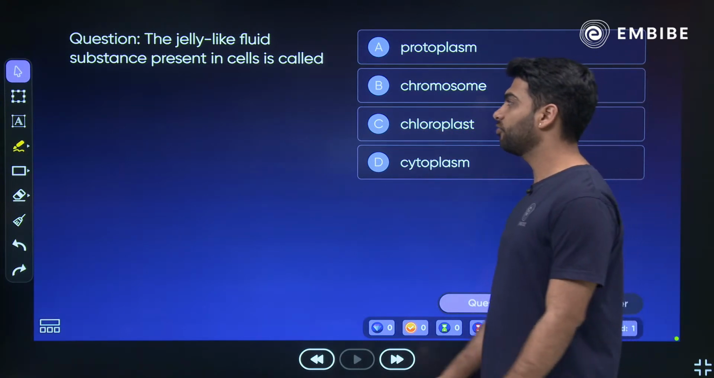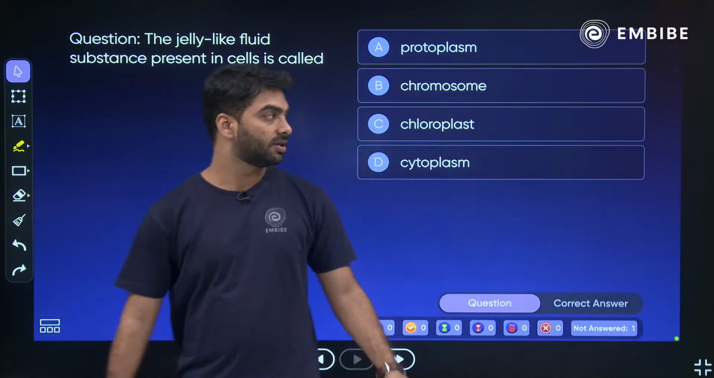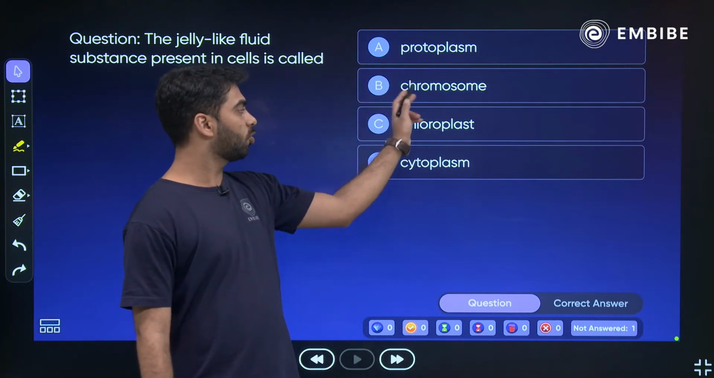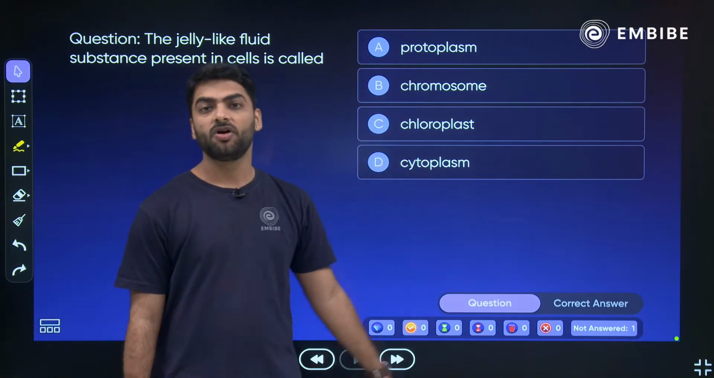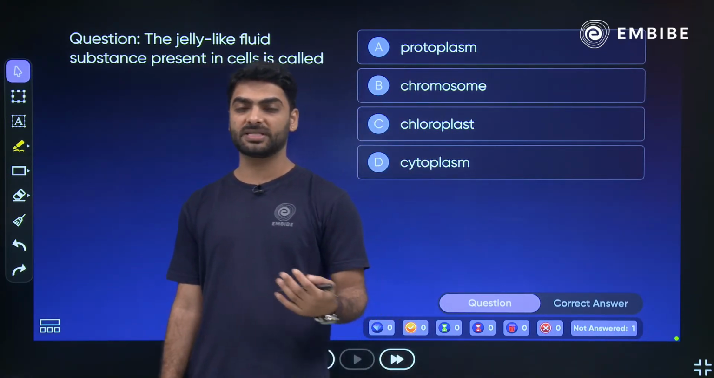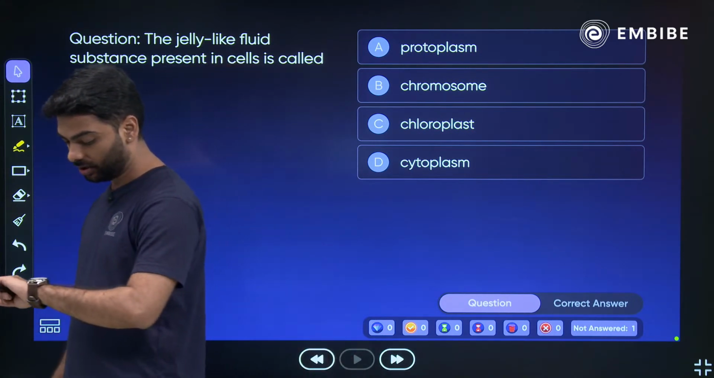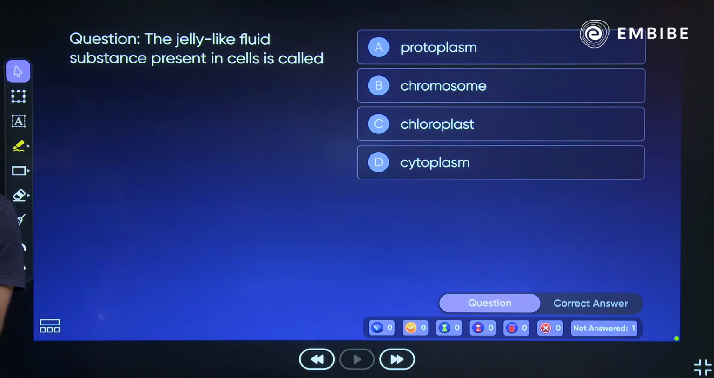Tell me, the jelly like fluid present in the cell is called? It is called protoplasm, chromosome, chloroplast or cytoplasm. What do we call the jelly like fluid present in the cell? Very easy, come on, I'll give you 30 seconds.